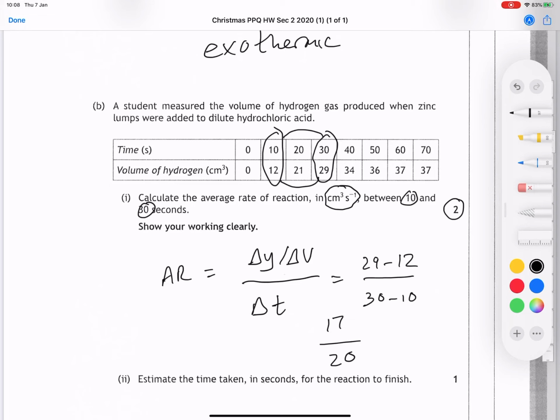which is 17 divided by 20, which is 0.85. If you wrote the units, they need to be correct, or you would have got 0.